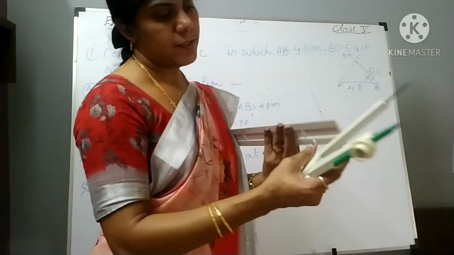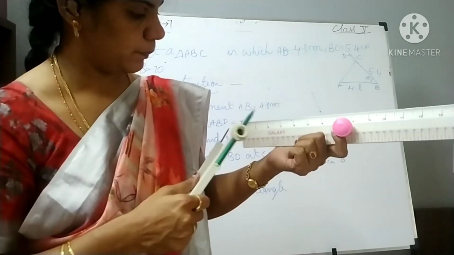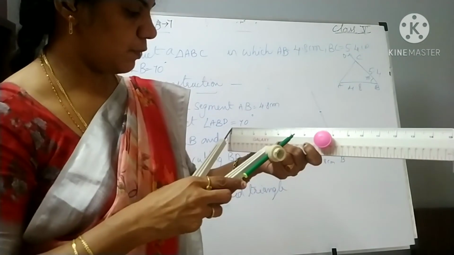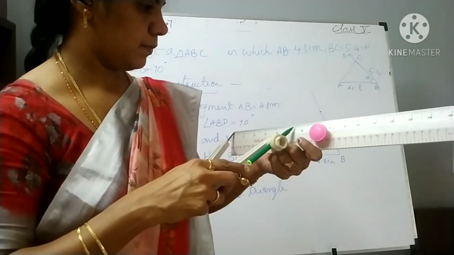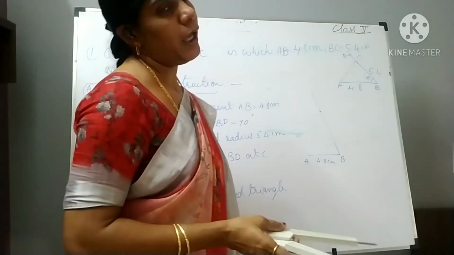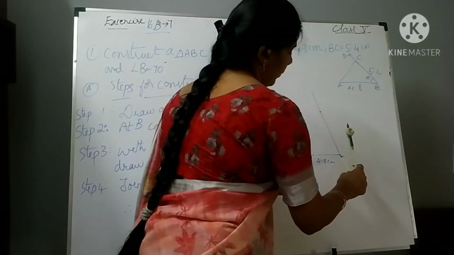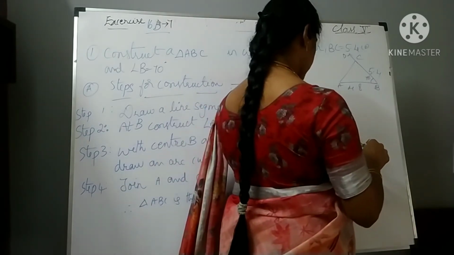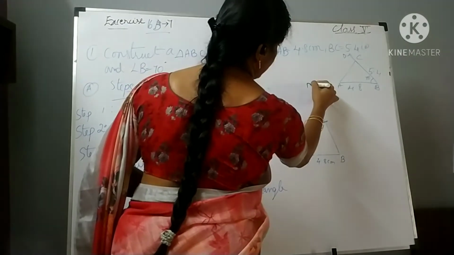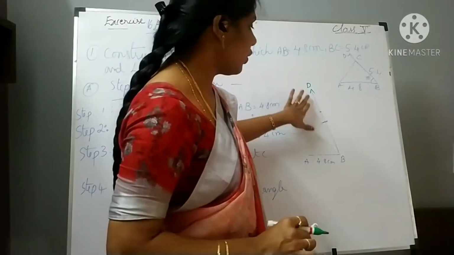Measure 5.4. See, 5, after 5 measure 2. So measure this one. Take the 5.4 measurement and draw an arc on this line. Place the compass at B and draw. 5.4 is this one. At this point and this line, I am naming it as D, and we don't know the point C on this line.